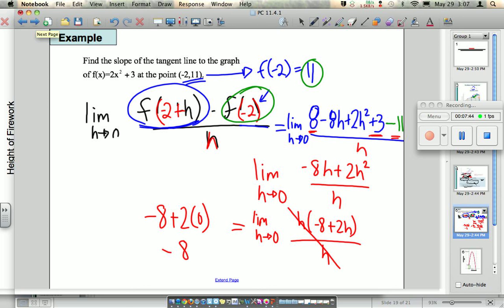So apparently the instantaneous velocity, the rate of change, the slope, all those things are the same. The slope of this function at negative 2 is negative 8. There's my answer. The slope is negative 8.